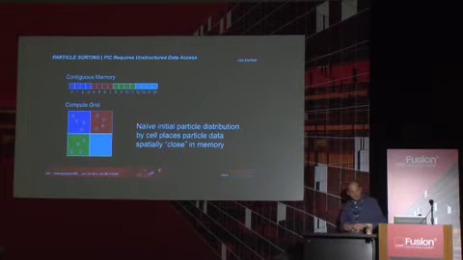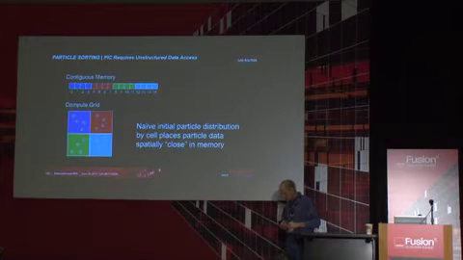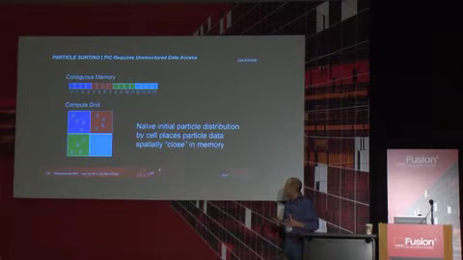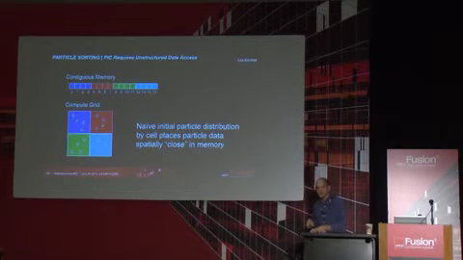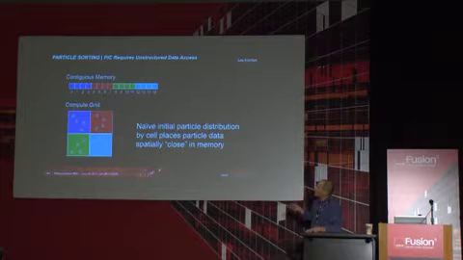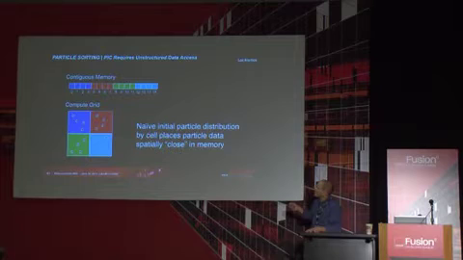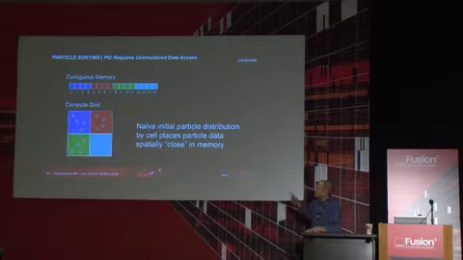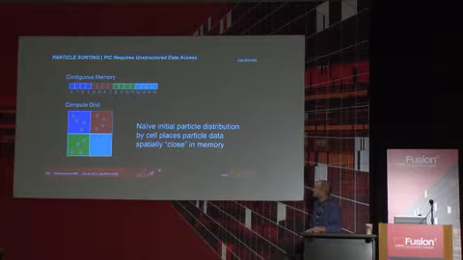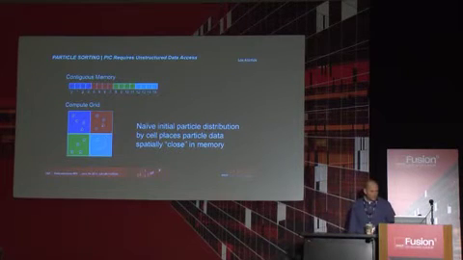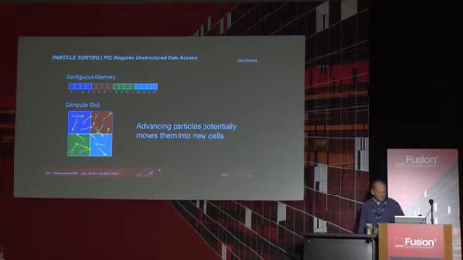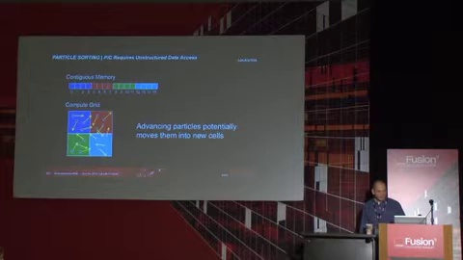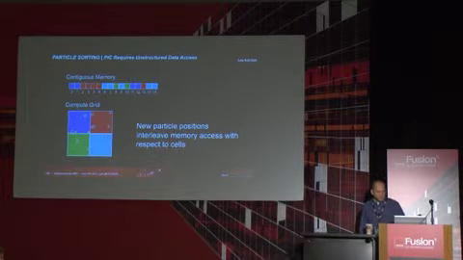The other issue with it is that if we start out with kind of naively putting particles into the spatial domain, then we get memory locality for free just by inserting the particles per cell. And so they start out contiguously. And then as we advance them, the cells or the particles can move into new cells. So what happens is that things that were accessed contiguously start to become interleaved.